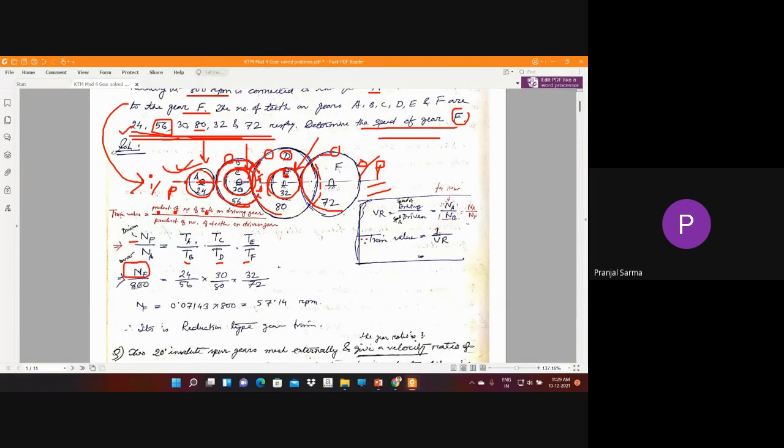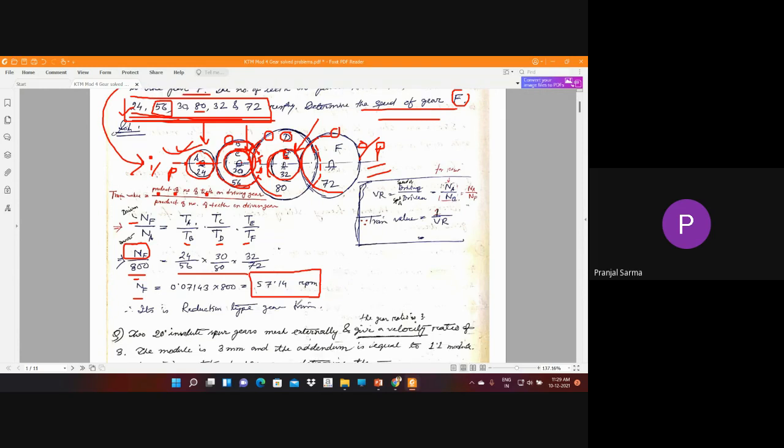Speed of A is already given as 800. And the number of teeth for all those gears is already given. So we are just putting them in, and after doing the calculation we have obtained the output speed to be 57.14 rpm.